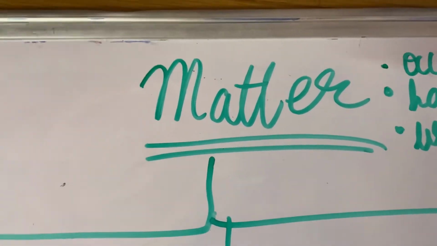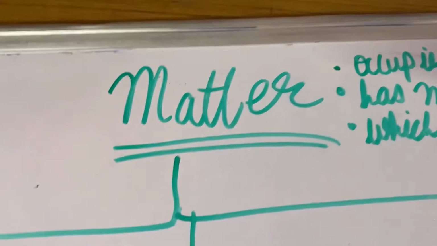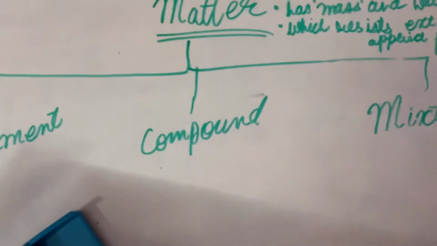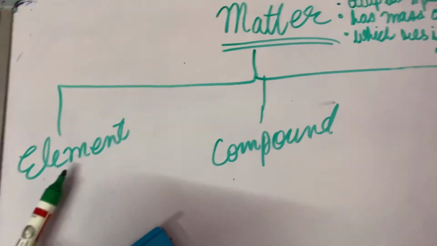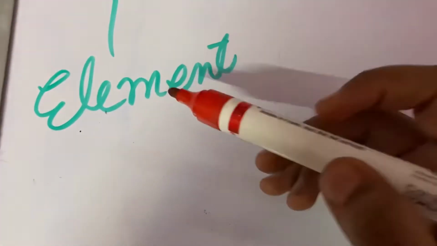So let's now move on from this topic, and I hope now you have understood what matter is. So let's move on to the next topic, which is types of matter. So matter is of three types. First is element, second is compound, and third is mixture. Let's discuss elements first.